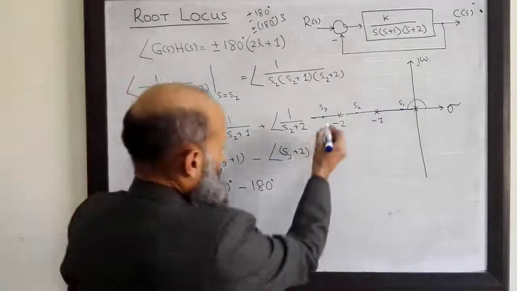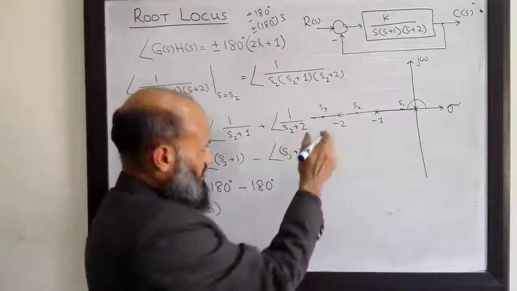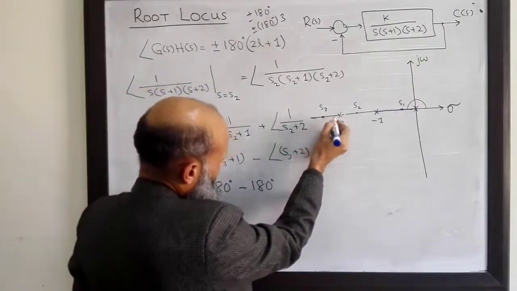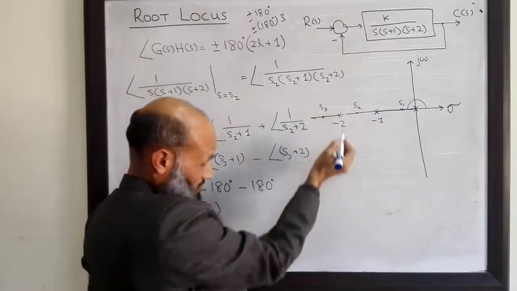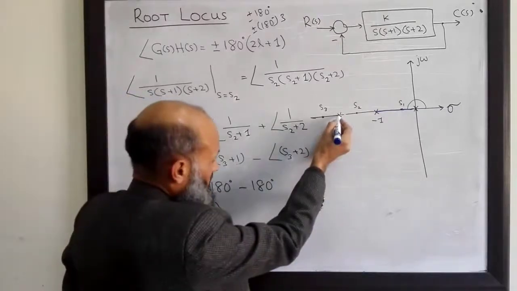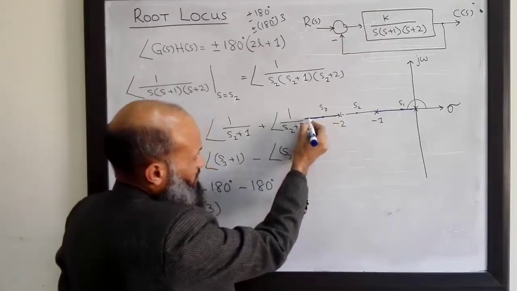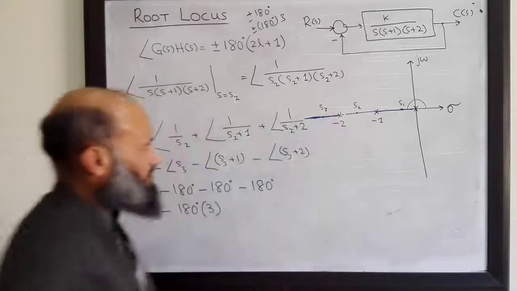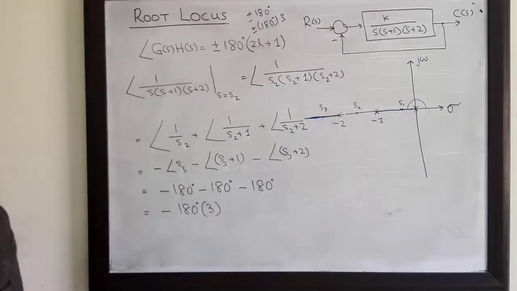That is, this test point was taken quite general. So this test point can be anything which is larger in magnitude than minus 2. That is, all these points lie on the root locus.